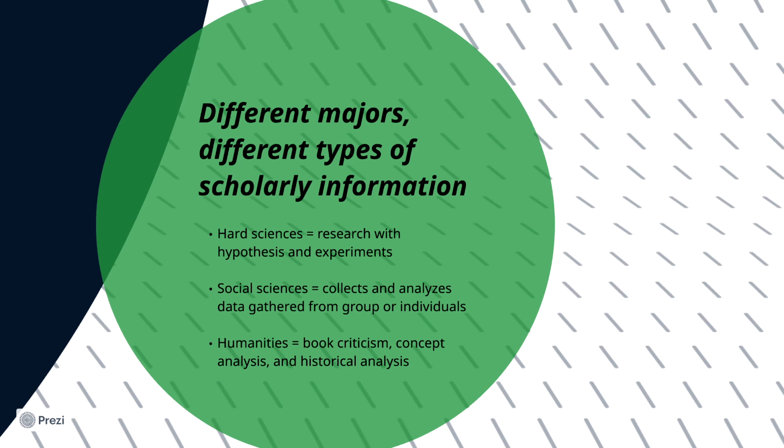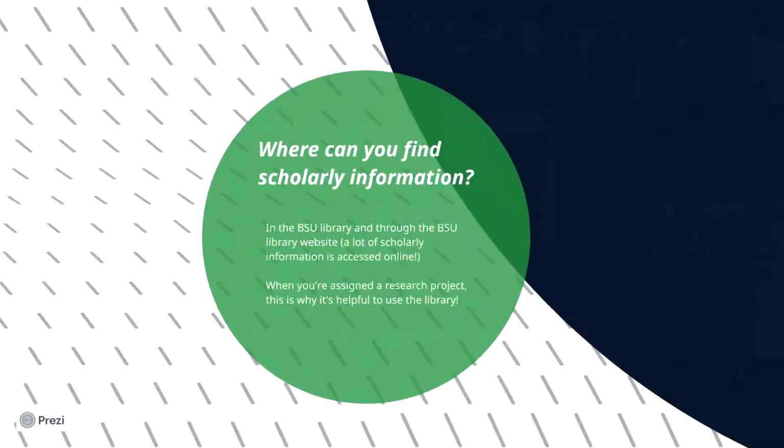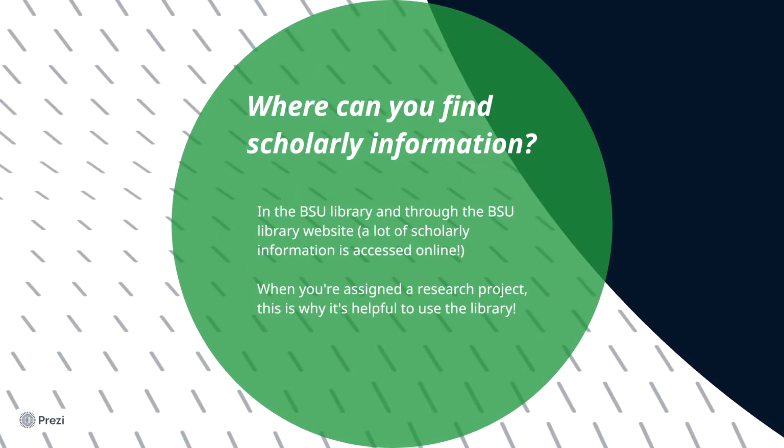If you go into the social sciences, like sociology or political science, you're going to read a different type of research, something that collects and analyzes data gathered from either groups or individuals. The humanities have the most unique scholarly information. You're going to read, if you're in the English department, for example, or history, book criticism, concept analysis, or historical analysis. So where can you find scholarly information?